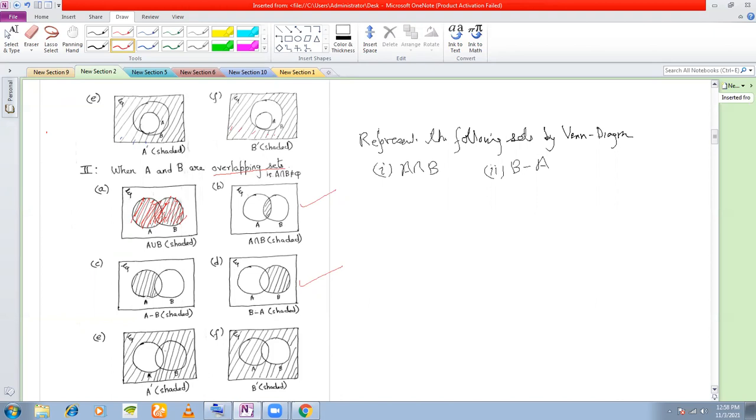Next is A intersection B. Now A intersection B consists of elements that are common to A and B. So therefore we shade only the common part here. See the common part between these two circles? We shade only this common part here. This part represents A intersection B. Okay. Third one, A minus B.